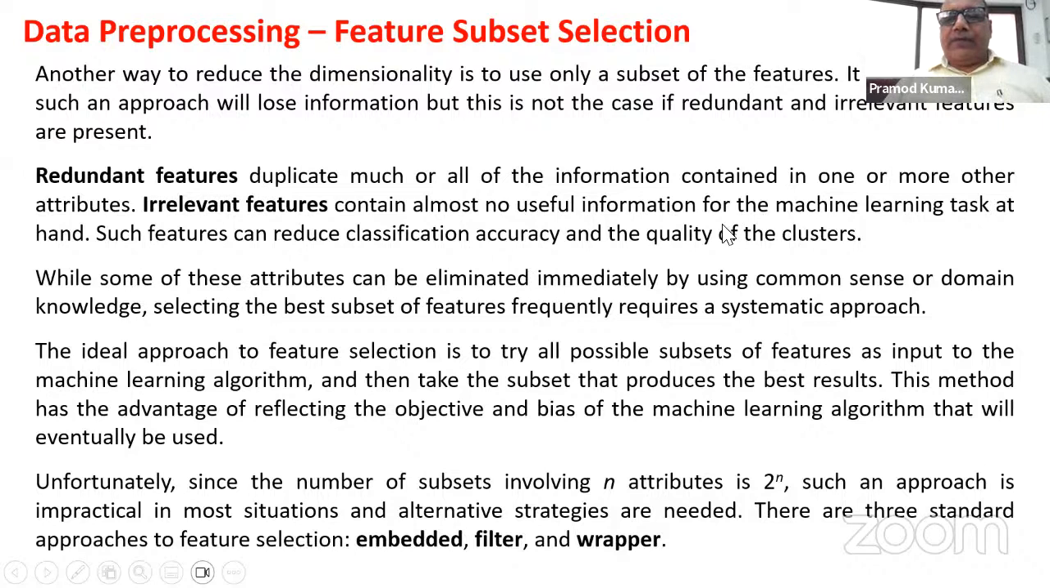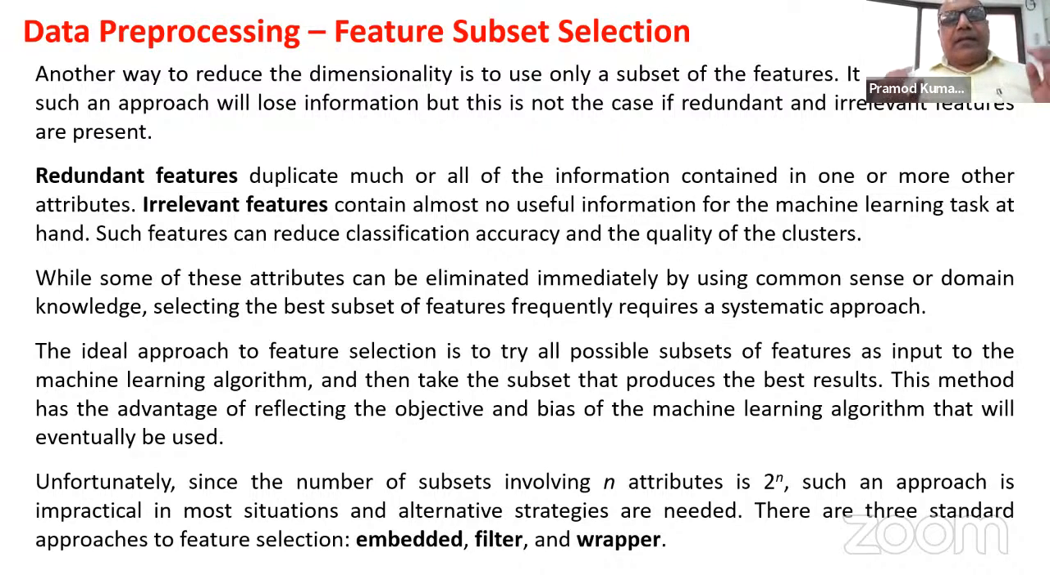So you need to emphasize this particular phrase: for the machine learning task at hand. I don't say that if one particular feature is irrelevant for my particular task, it means that feature is irrelevant for all the tasks. Okay, that is the meaning of this sentence, for the machine learning task at hand. Because if a feature were irrelevant for everything, then why would it be in the data set? Obviously, I would eliminate it completely, but actually it is not so.